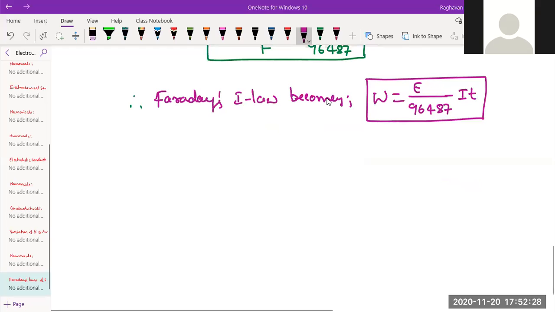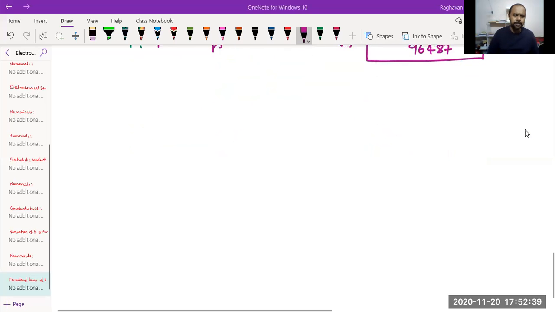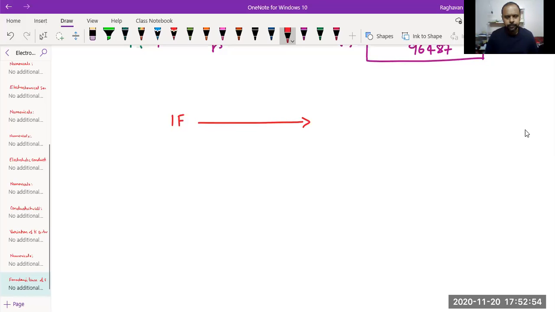We shall proceed. Now we know that 1 Faraday, that is 96,487, when passed through any electrolyte solution, can liberate, displace, discharge or deposit 1 equivalent mass of the substance. I'm going to pass 1 Faraday through copper sulfate solution. If the equivalent mass of copper is 32, how much copper gets deposited?